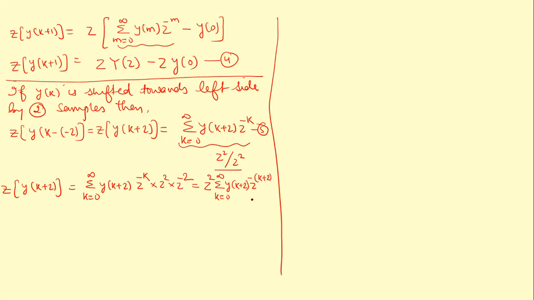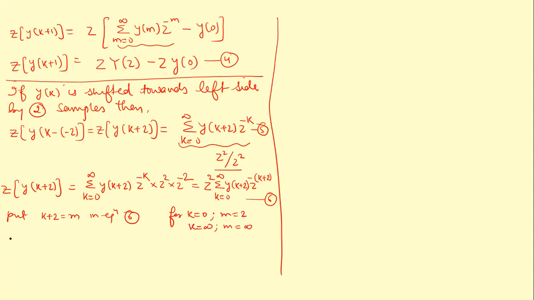Now this is, for example, equation number 6. We'll put k plus 2 is equal to m in equation 6. Now in this, we need to change the limits also. For k is equal to 0, m is equal to 2, k is equal to infinite, m is also infinite, right?